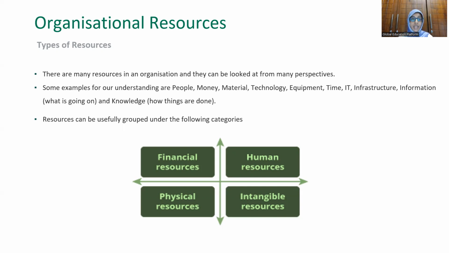Some examples for understanding would be people, money, material, technology, equipment, IT, or even knowledge, which is intangible. Accordingly, here we will be talking about four specific categories or groups into which the resources can be segregated. The types we are talking about are the financial resources, thereafter the human resources, then the physical resources, as well as the intangible resources.